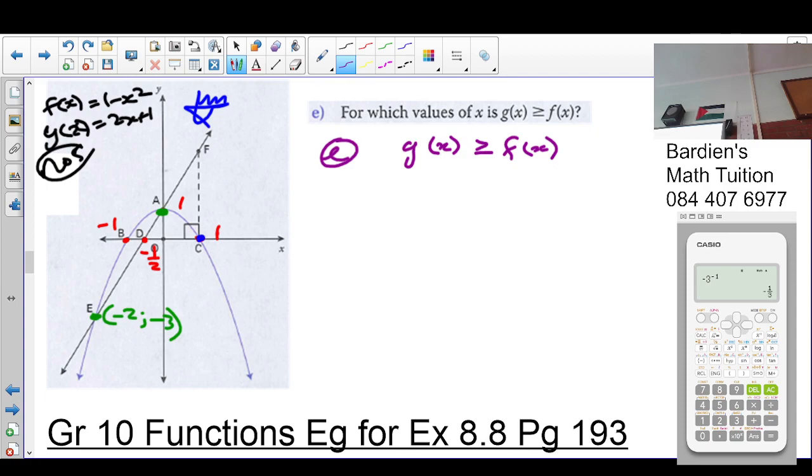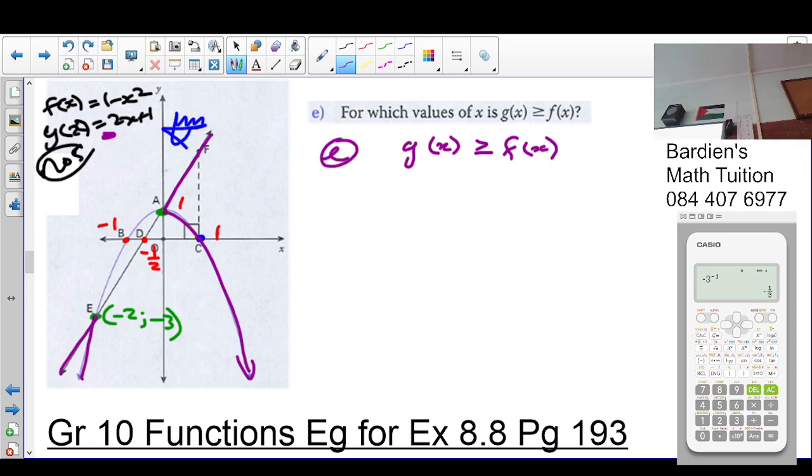So, g of x is which graph? The straight line. So the straight line must be on top, not so? Is the straight line on top of the parabola here? Looking from on top. Is the straight line on top? Yes. On that side of E, is the straight line on top? Is the straight line on top here? No. Is the straight line on top here? Yes. So it's on top, there onwards.